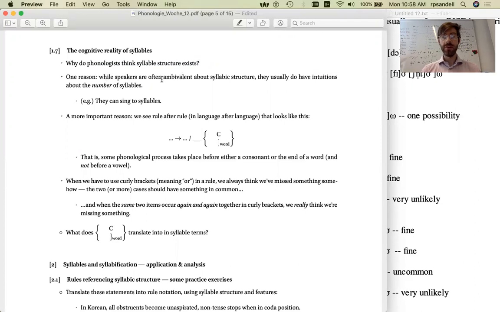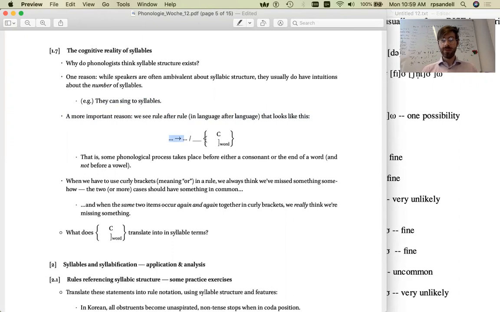And although it is the case that speakers are often ambivalent about syllable structure, that is, they are not always certain whether a given consonant belongs to one syllable or another syllable, their intuitions about the number of syllables in a word are usually quite reliable. So for instance, when they sing, they can follow quite clearly the number of syllables in a word. So it's not typically the case that one speaker thinks a word has 2 syllables, whereas another speaker will have 4 syllables. That's fairly consistent.